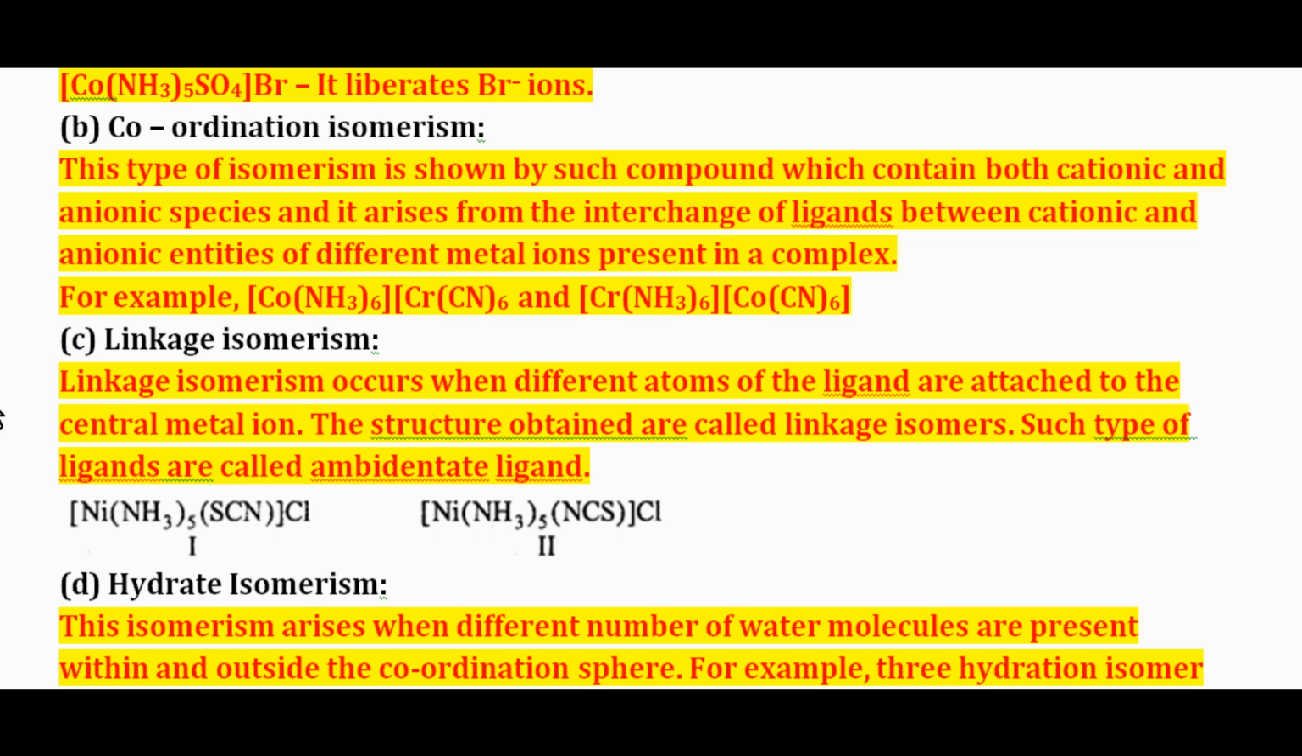Next is linkage isomerism. Linkage isomerism occurs when different atoms of the ligand are attached to the central metal ion. The structures obtained are called linkage isomers. Such types of ligands are called ambident ligands. यहाँ पर देखिए, here SCN, S is directly connected to the nickel, and in NCS, N is directly connected to the nickel. So there is linkage isomerism because in this S is connected with nickel and in this N is connected with the nickel.